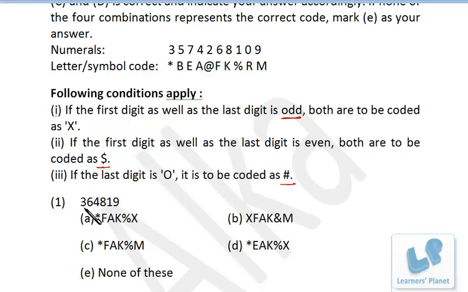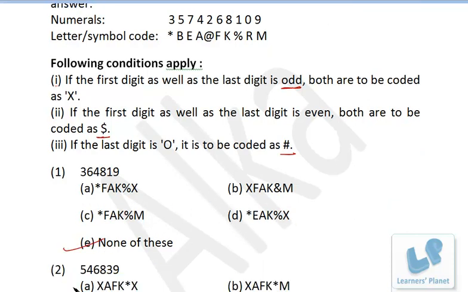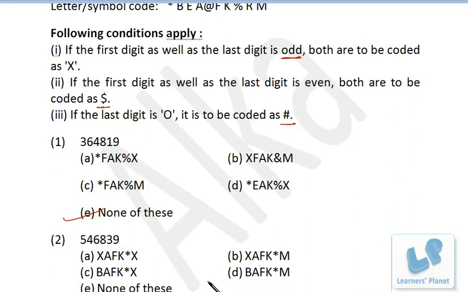Now 3 and 9, both of them are odd. So both of them should be coded as X. Okay. So we don't have any option. No need to calculate none of these. Okay, the first and last, both the positions should be occupied by X. After that we have 5 and 9. Once again, both the positions should be occupied by X.